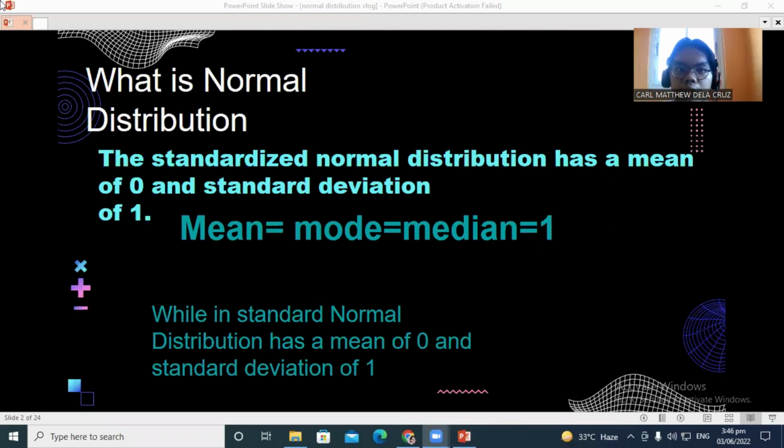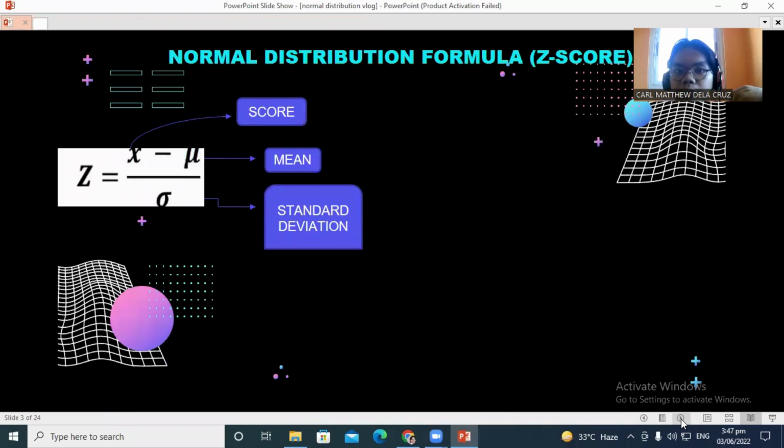So for today, we are going to talk about the normal distribution. The standardized normal distribution has a mean of 0 and a standard deviation of 1. In a normal distribution, the mean, the mode, and the median are all equal. So this is the normal distribution formula for getting the z-score, with their corresponding numbers and letters, and where to put them.